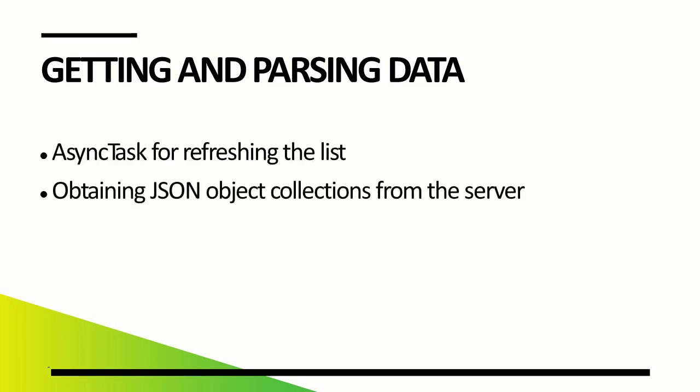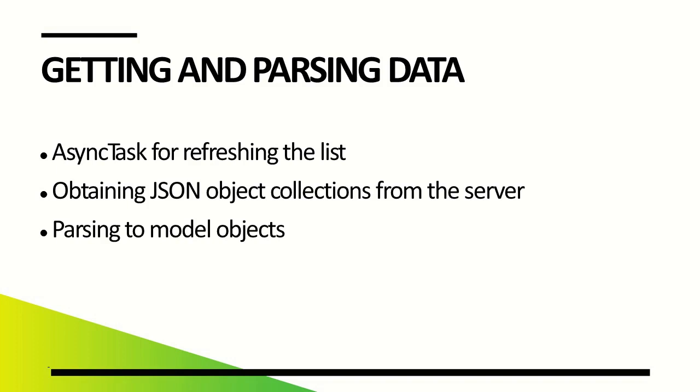We'll use the async task to download data in the background. We'll use HTTP utils to get the data collection. And we'll parse it using a JSON array object, transforming it into appropriate model objects. As a result, we'll get a list of objects, which we'll later be able to display as a list. But first, let's focus on downloading data.